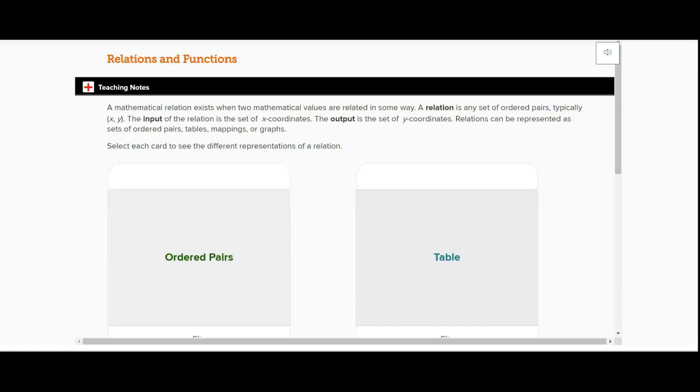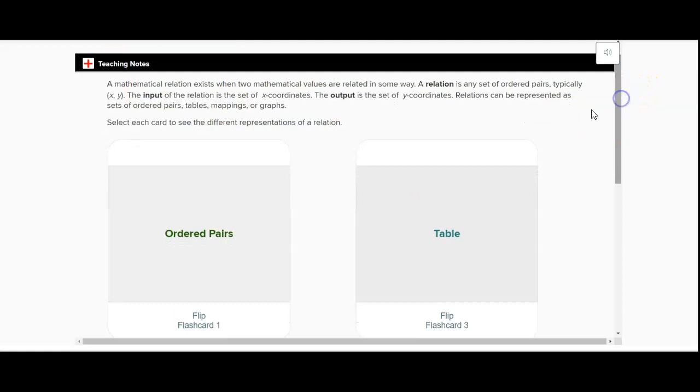So first of all, when two mathematical values are related in some way, we call that a relation. A relation is any set of ordered pairs. So any set of xy pairs. The input is the x coordinate, the output is the y coordinate. And we can represent relations in many different ways. So one way is ordered pairs. This is our relation. We have an x, we have a y.